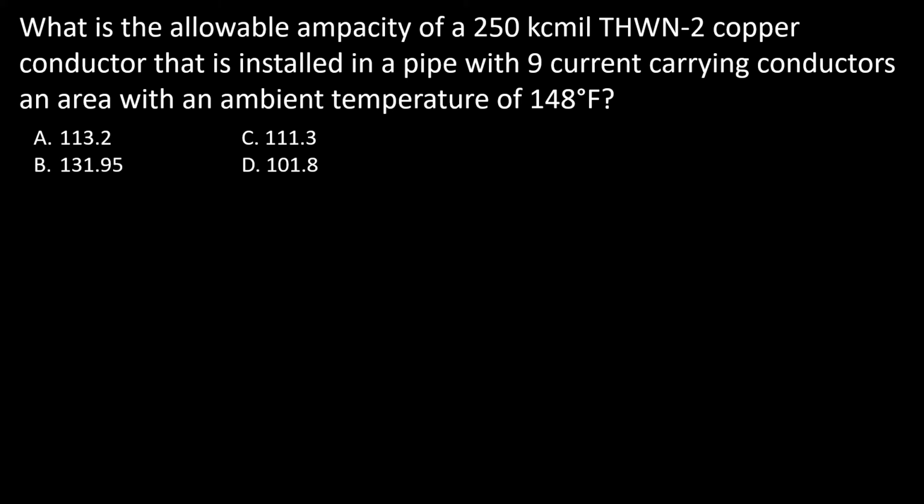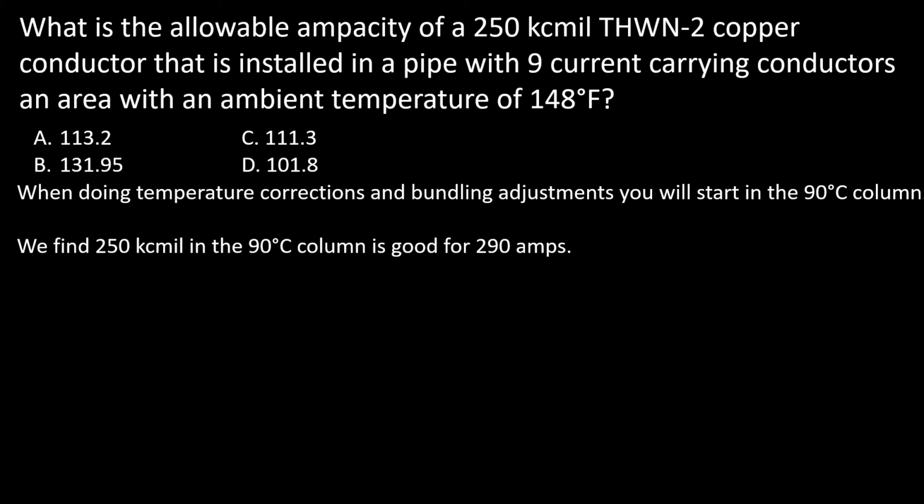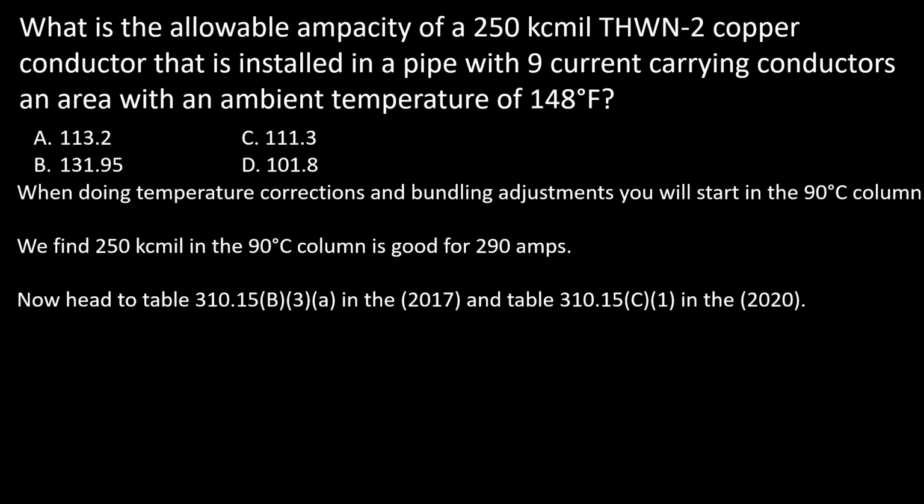What is the allowable ampacity of a 250 kcmil THWN-2 copper conductor that's installed in a pipe with 9 current carrying conductors in an area with an ambient temperature of 148 degrees Fahrenheit? When we're doing our corrections and bundling adjustments, we're going to start in the 90 degree C column. We're going to find that 250 kcmil in the 90 degree C column is good for 290 amps. Now we're going to head to our respective bundling adjustment table, and we're going to find out that our bundling adjustment for 9 current carrying conductors is 70% or 0.70.